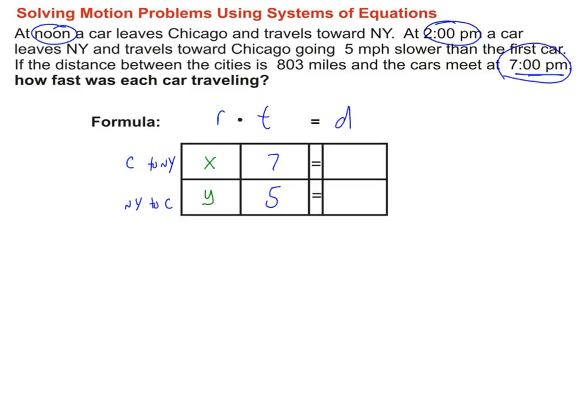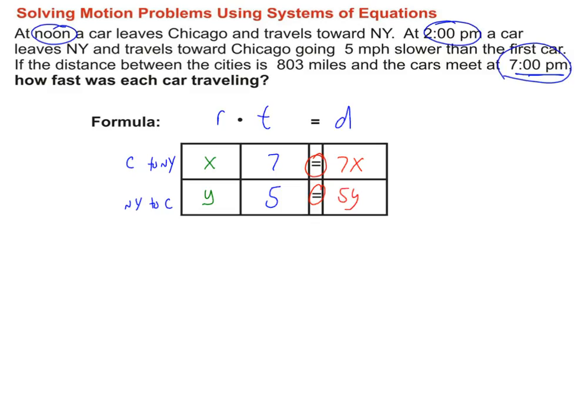But look, your formula tells you what to do. Take the rate and multiply it times the time. Rate times time equals, hence my equal sign, 7x. So x times 7 is 7x. And do the exact same thing for the second row, y times 5. And we all know that y times 5 is 5y.